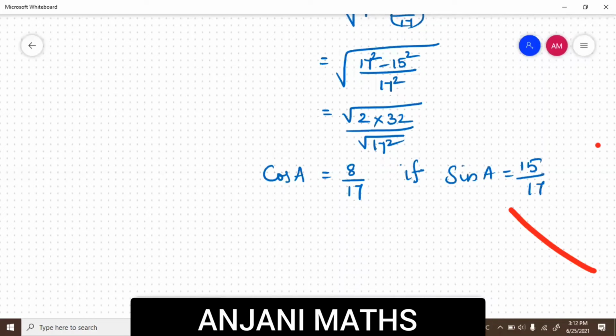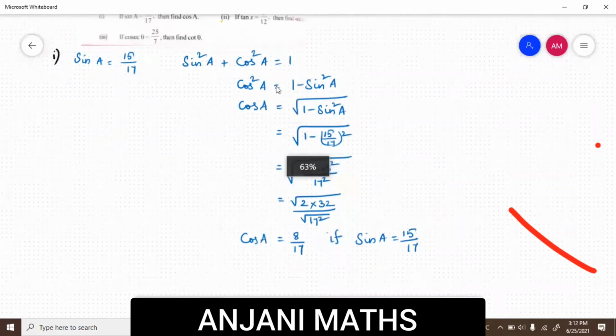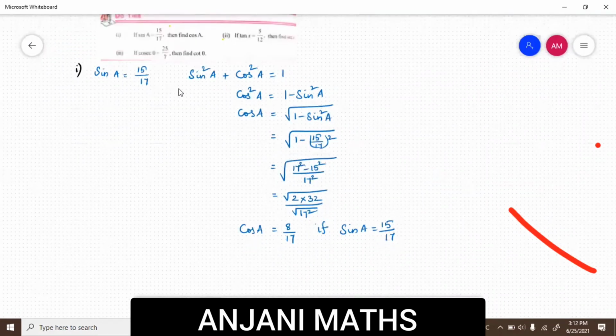So if sin A is equal to 15 by 17, how do we find cos A? By using the first trigonometry identity, cos square A plus sine square A is equal to 1. So we know what is sine square A. We have to find cos A. So from that equation, write cos A on the left hand side. So we get cos A equal to square root of 1 minus sine square A. So find cos A by substituting sin A is equal to 15 by 17.